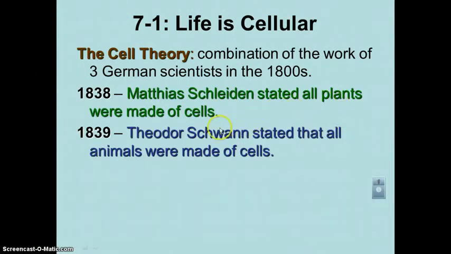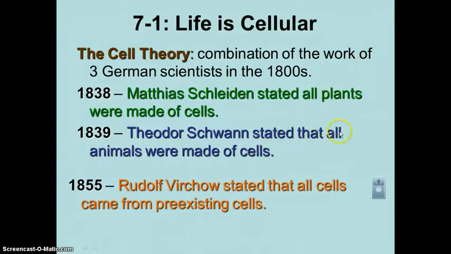Now, a great way to remember the difference between these two guys: Schwann sounds like the word swan, and remember, swans are animals. So Schwann, animals, they're all made of cells. I always remember Schleiden as: you slid or you slide on the grass. Grass is a plant, so all grass is made out of cells. So Schleiden, plants, cells. Schwann, animals, cells.